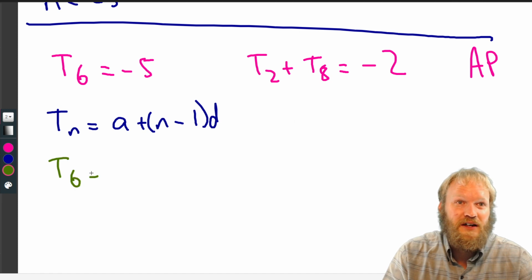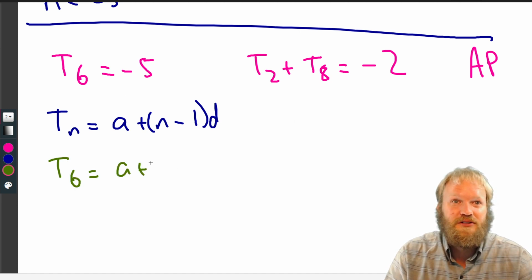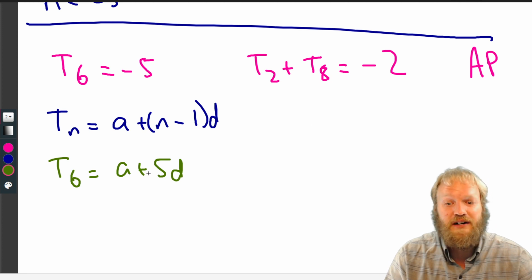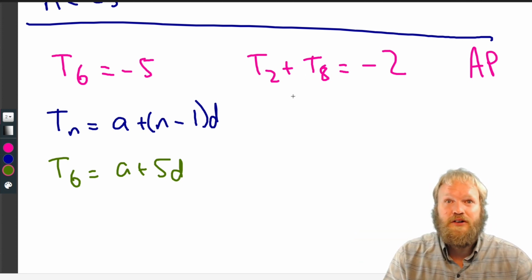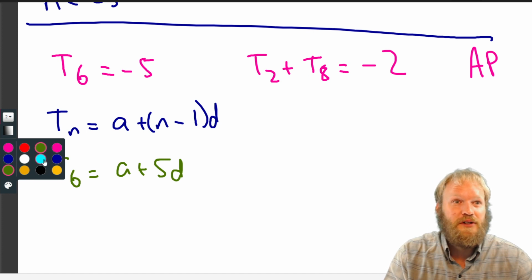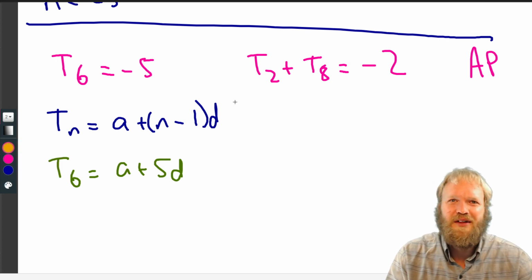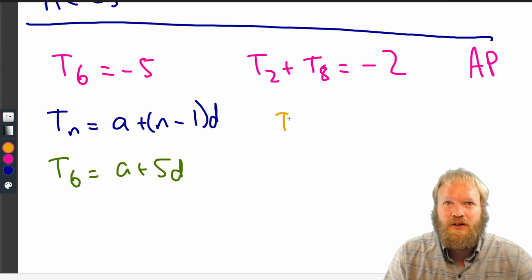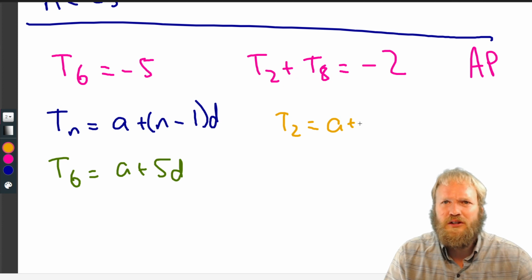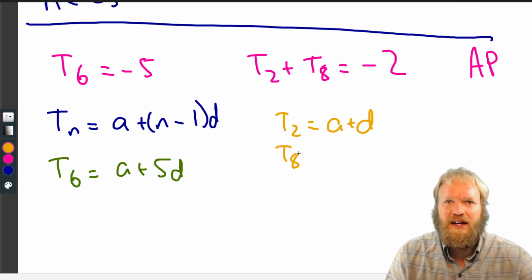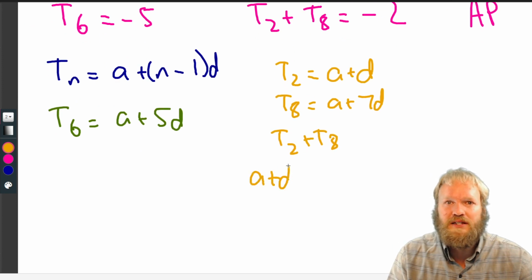So T6 is a plus n minus 1, so 5d. Remember, 6, 5 jumps. And we know from this bit here, let's go for another cool color. What do you reckon? Yellow, good color? We know that T2, well, T2 is a plus n minus 1, so what's that? 2 minus 1, just 1, so a plus d. T8 is a plus 7d. So therefore, T2 plus T8, well, that we can say is a plus d plus a plus 7d.